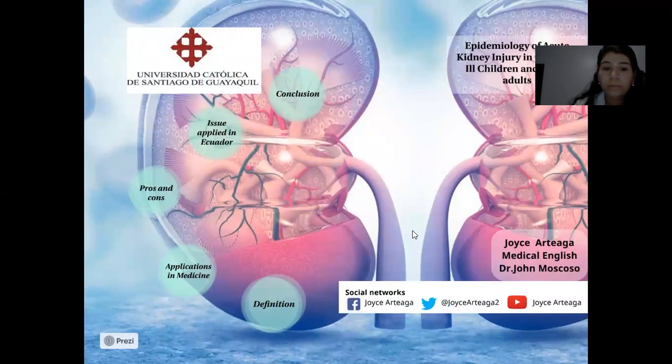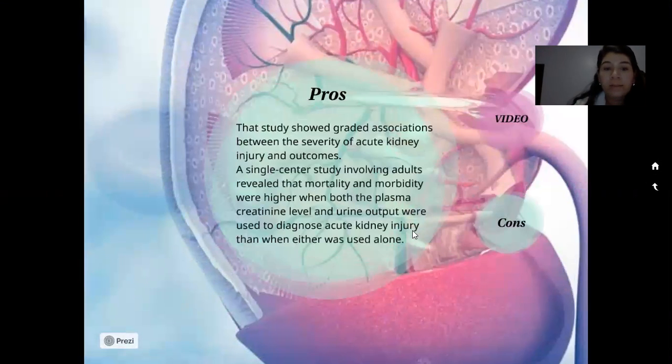Pros and cons. Pros. That study showed great associations between the severity of acute kidney injury and outcomes. A single-center study involving adults revealed that mortality and morbidity were higher when both the plasma creatinine level and urine output were used to diagnose acute kidney injury than when either was used alone.